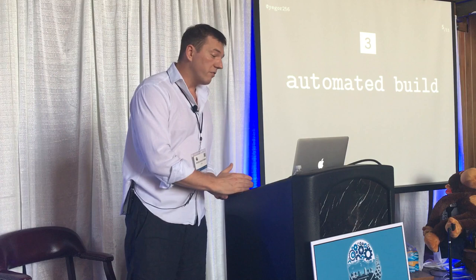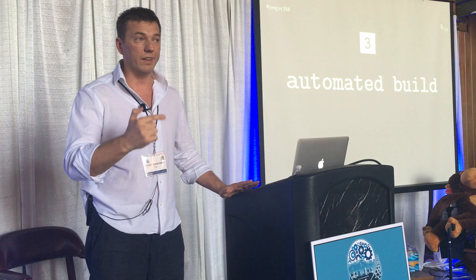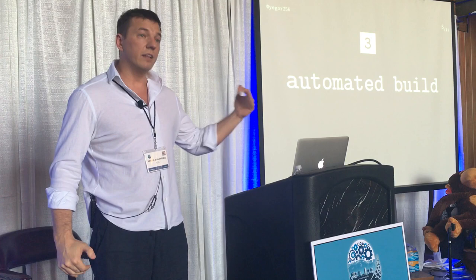So that's level number three. If you're on level number three, you have automated build. You can build your code with just one line. You just say Maven or Gradle, and boom, you get the final product. Then it means you're in maturity level number three, which is a lot of achievement.